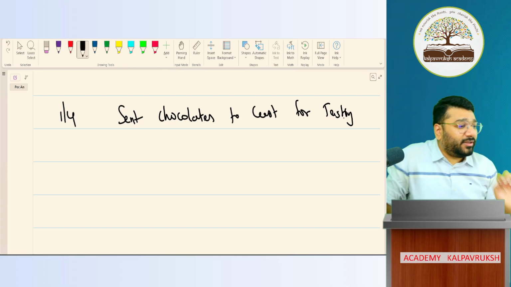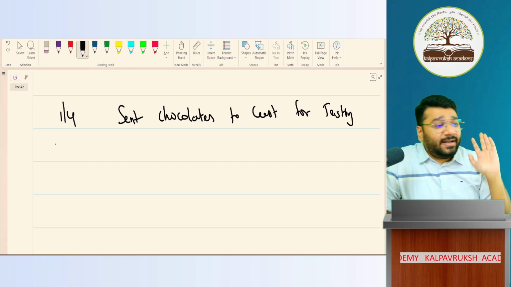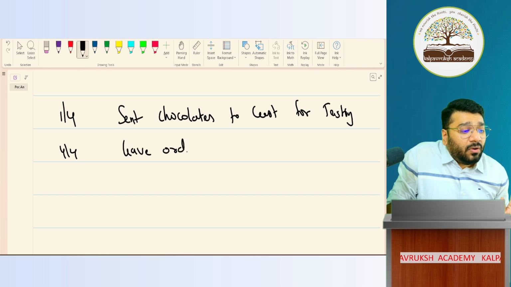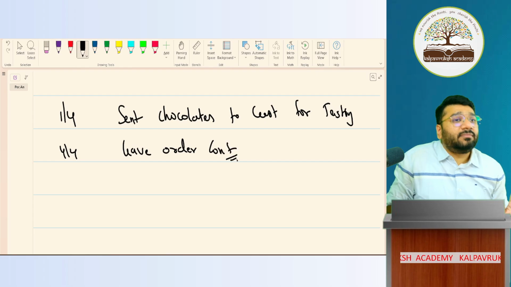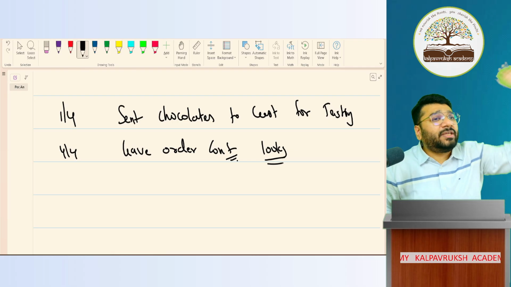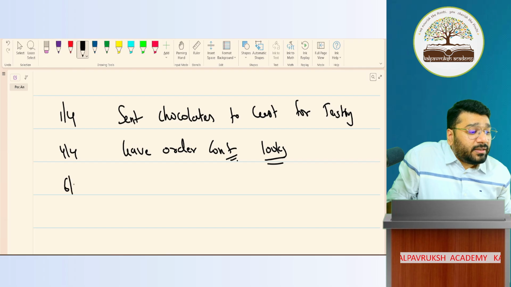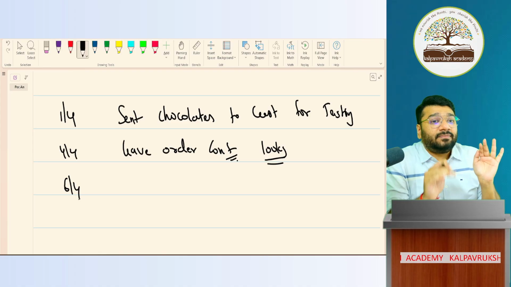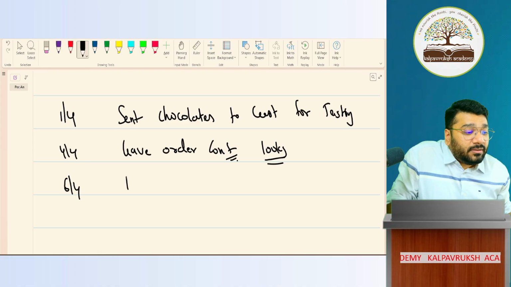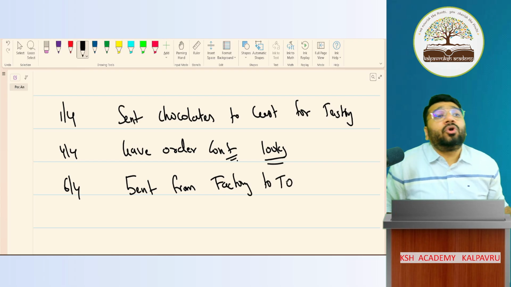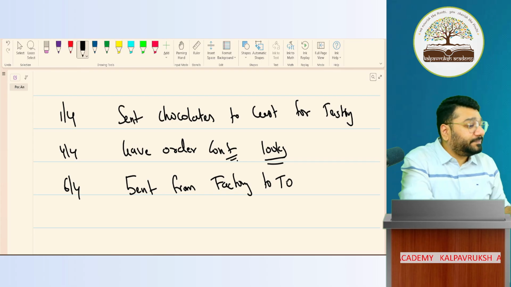Next, the customer liked it. On 4th of April, the customer gave an order confirmation: give me 100 kg of chocolate. Confirmation given. On 6th of April, all the chocolate boxes are packed and sent from the factory to the transport office. Okay, not okay?